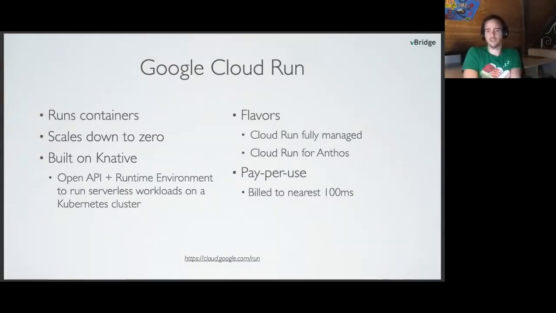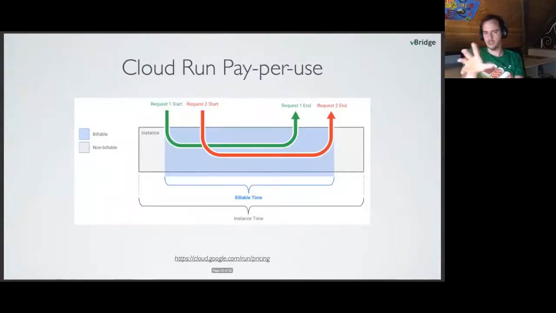And another feature of Cloud Run is the pay-per-use. So we only pay what's actually being consumed, which is quite nice. How does the pay-per-use work? Here we have, for example, 2 requests coming in. The first one, request 1, is the green one, and the second one is the red one. If they have the same color for you, congratulations, you're colorblind. If they don't, you're not colorblind.